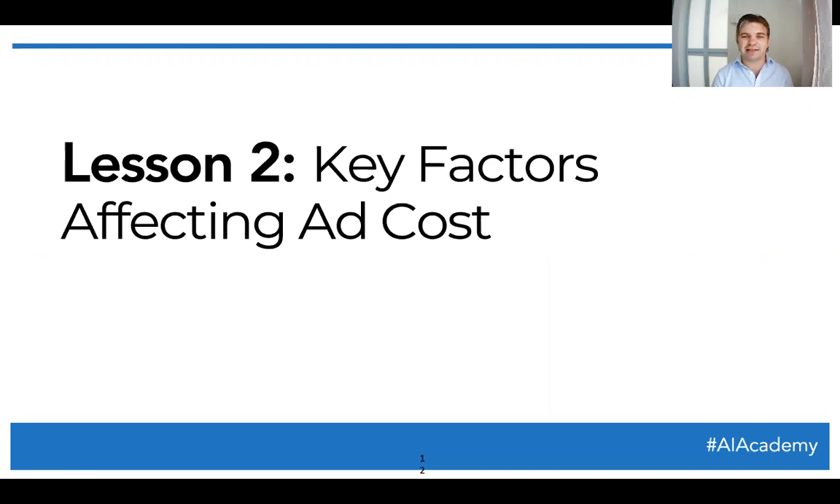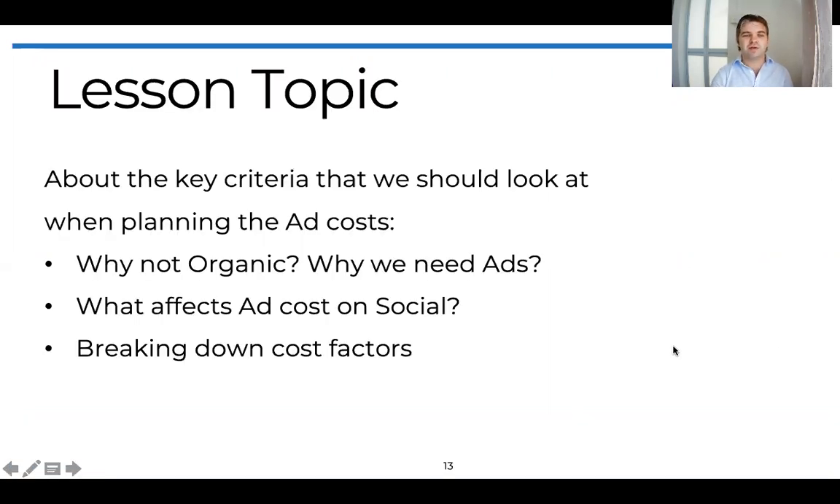And now in the second lesson, we're going to talk about the key parameters that affect our ads cost. So let's go. We will be talking about why it's not always only organic, why we need ads, and what affects the ads cost on social media and on search engines, right? It's pretty much similar in programmatic systems. So what affects the ad cost there? And we'll be breaking down different cost parameters to let you know in detail what these key factors are and how they impact your advertisement.